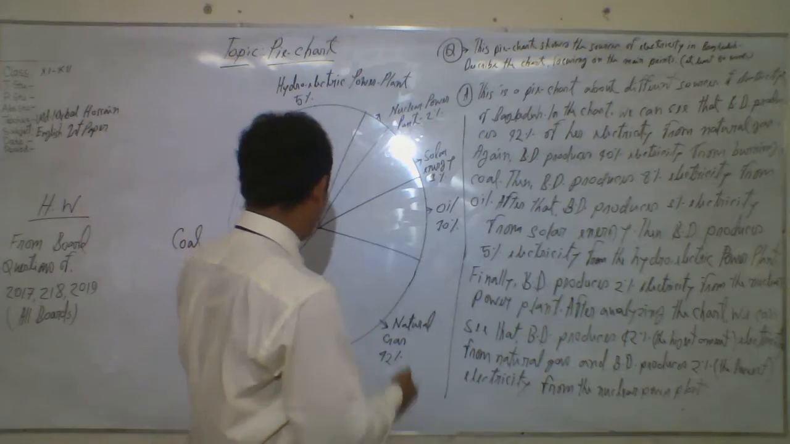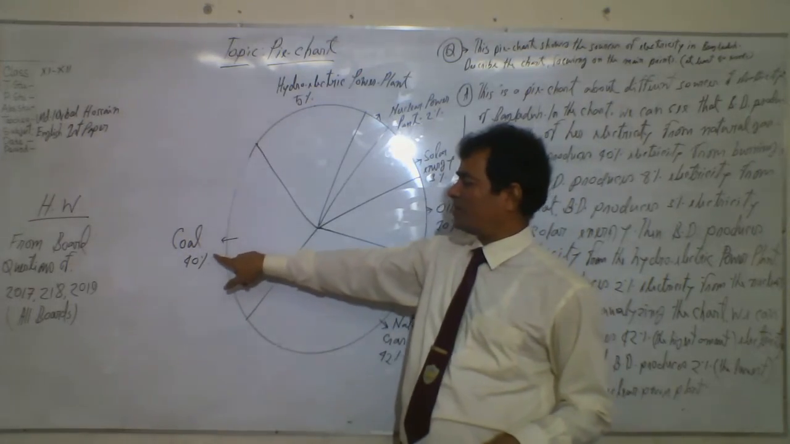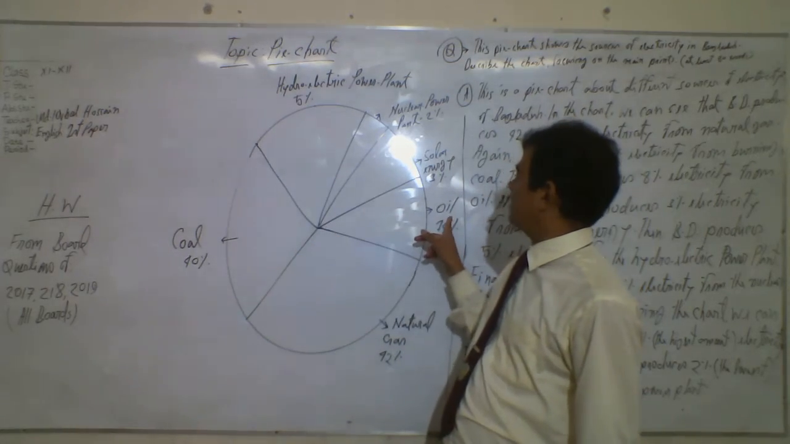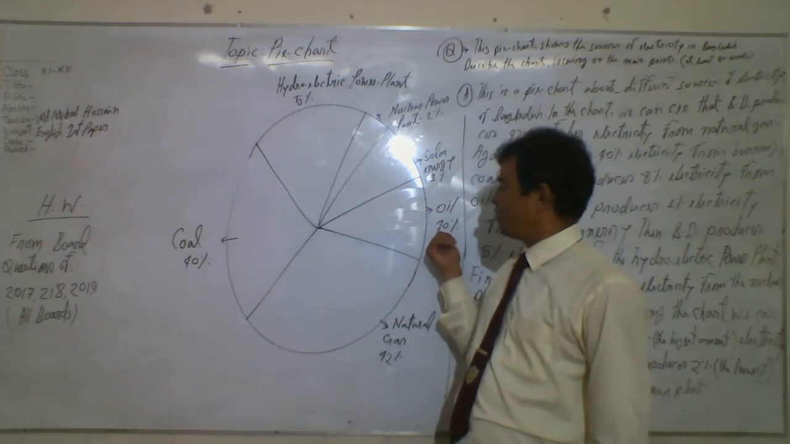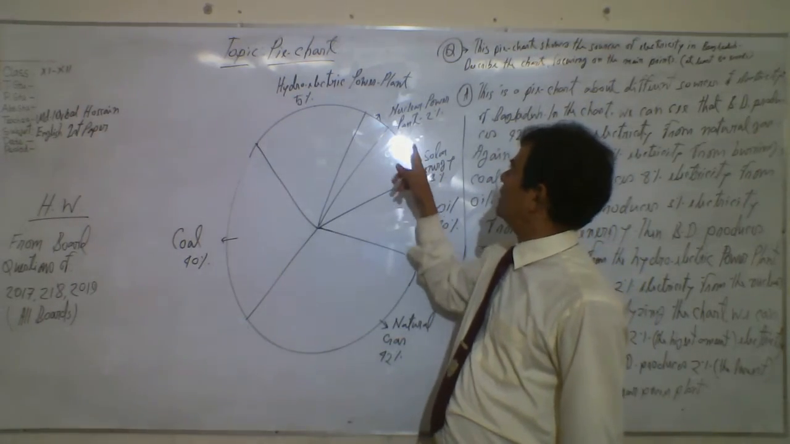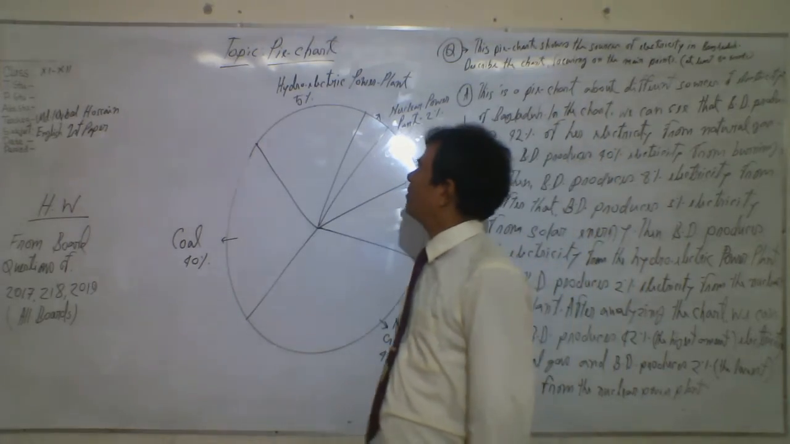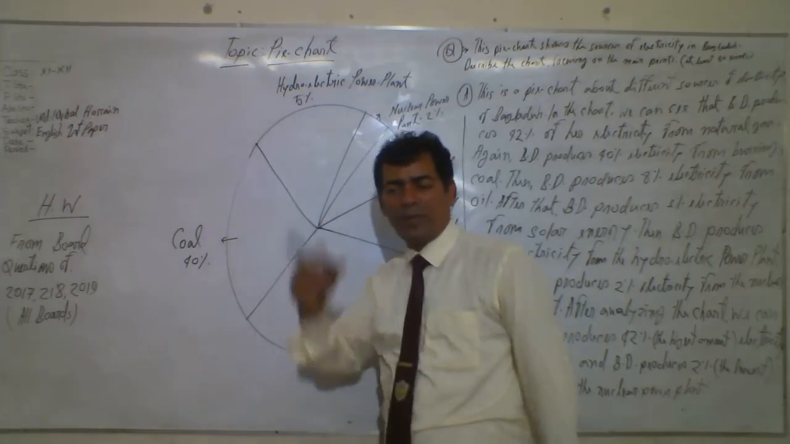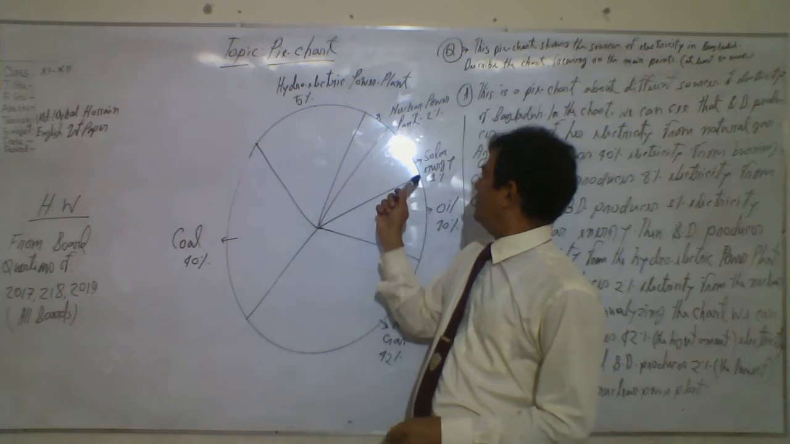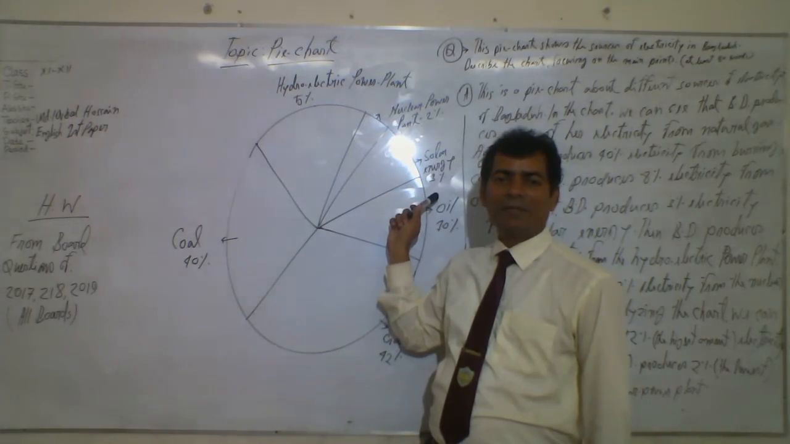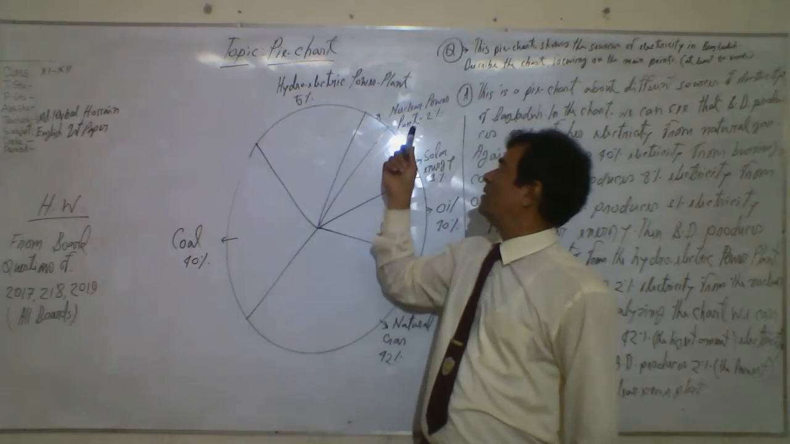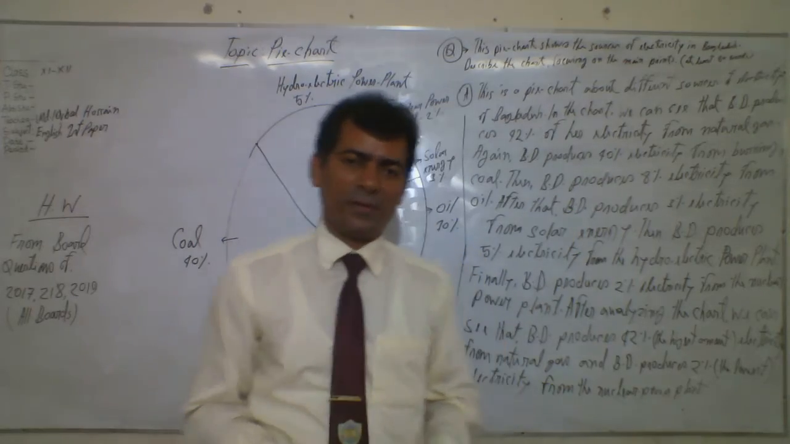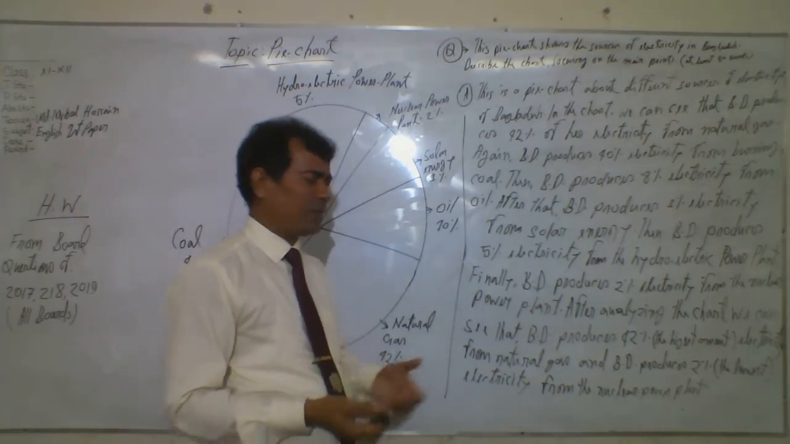So then, Bangladesh produces, it is the second highest, 40% of the total electricity by burning coal. Then Bangladesh produces 10% of the total electricity from oil. And then Bangladesh produces 5% of our total electricity from hydroelectric power plant. We have only one hydroelectric power plant, Kaptai. Then Bangladesh produces 3% of our total electricity from solar energy, and then finally Bangladesh produces 2% of the total electricity from nuclear power plant.